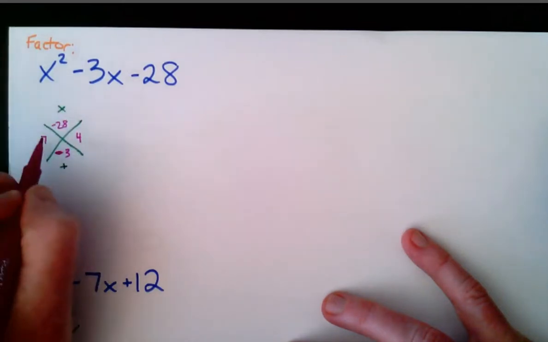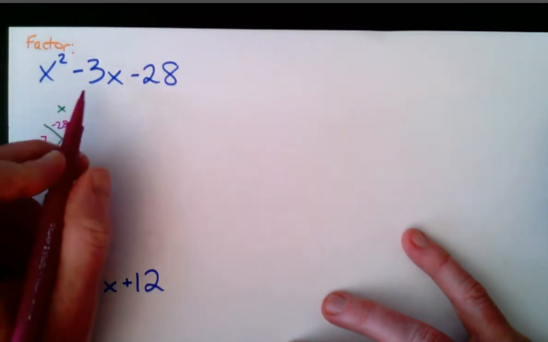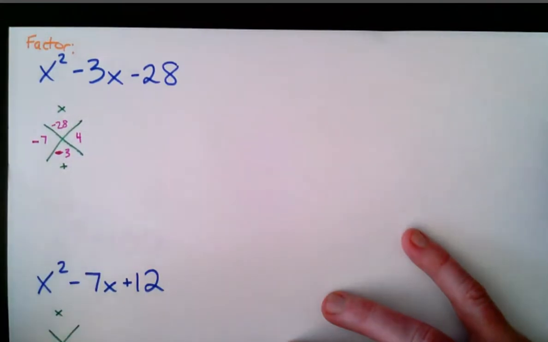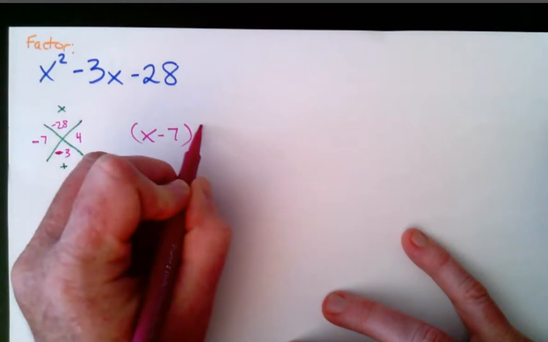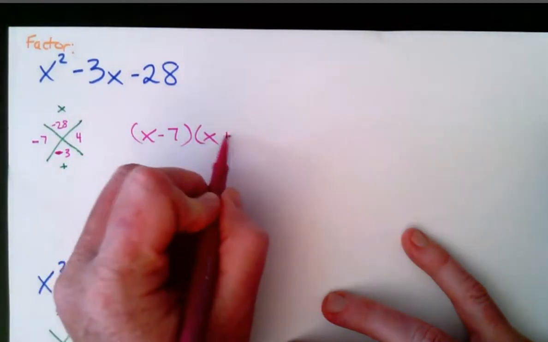So which one has to be bigger? If I add these, I need a -3. The negative number has to be bigger. So I've got x minus 7, x plus 4.